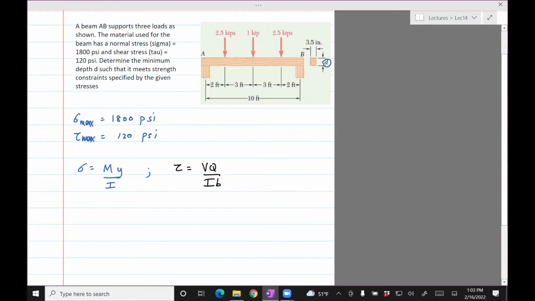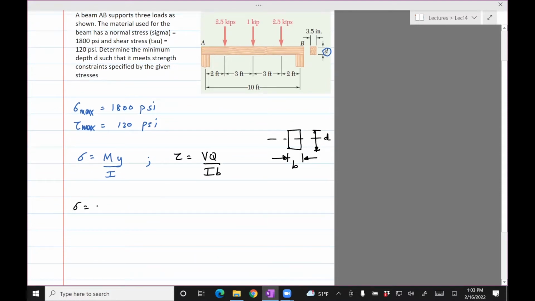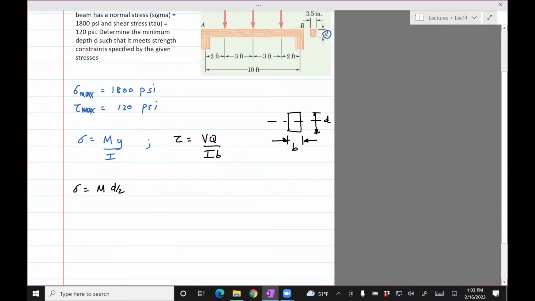So what we'll do is write these formulas for the specific beam, which has a rectangular cross section. When there's a rectangular cross section with B as the width and D as the height, you can write sigma is M times D divided by 2, over B D cubed divided by 12.